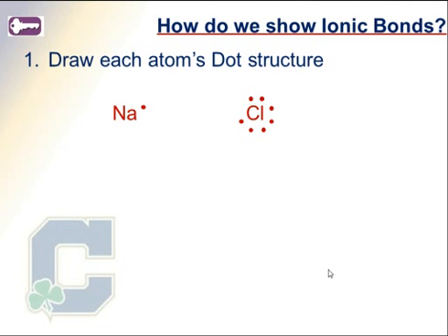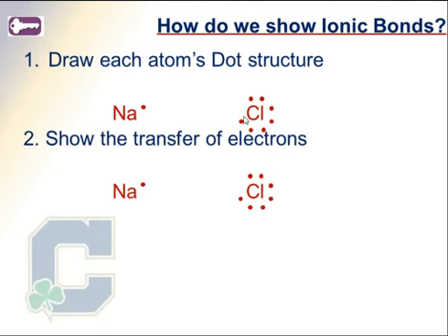First, you're going to draw the atom's dot structure. So for NaCl, Na has 1 valence electron, it's in the first group. Cl has 7 because it's in the seventh group. Now you'll notice my 1 dot for Na corresponds to an open space here for Cl. Now, are they going to be sharing that electron? Well, not if it's ionic. Remember, if it's ionic, that electron is going to actually be transferred.